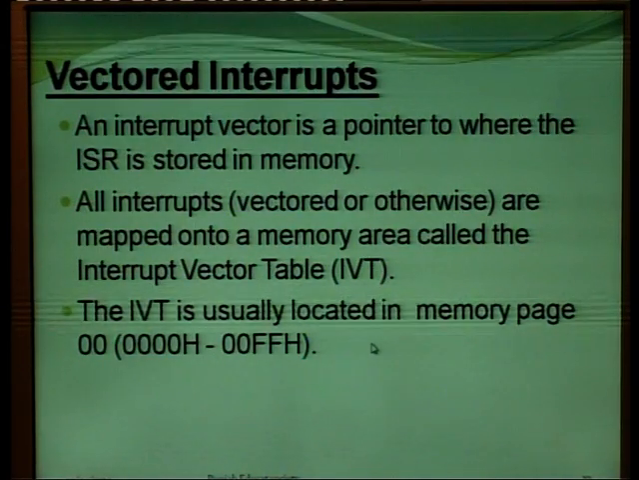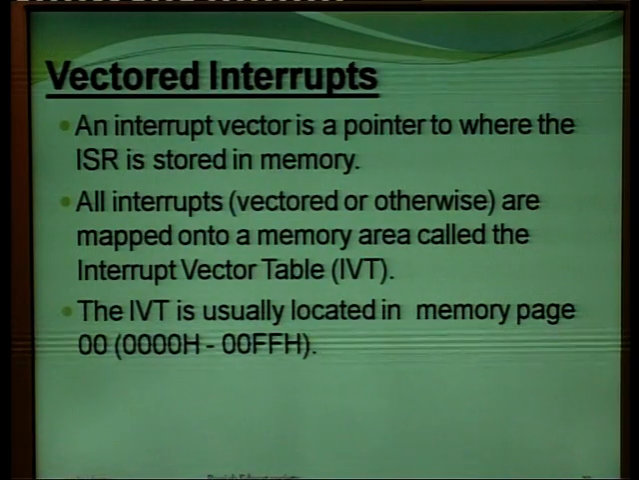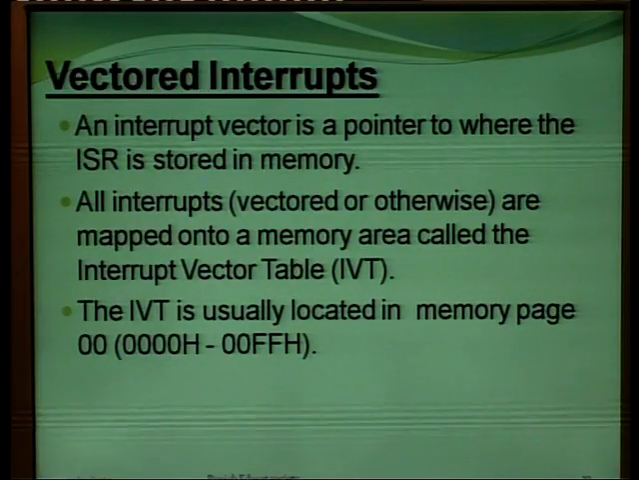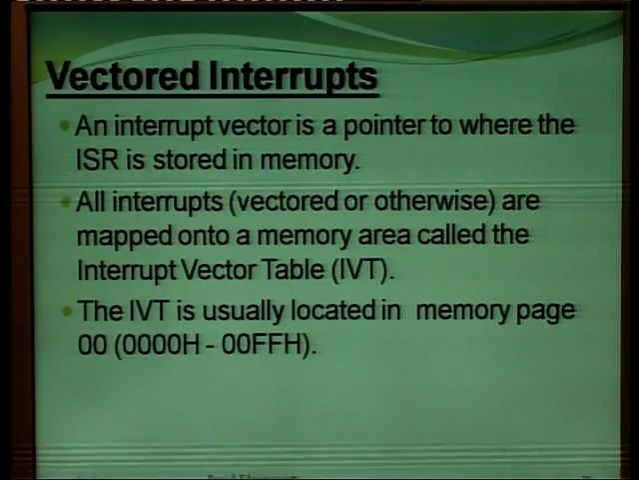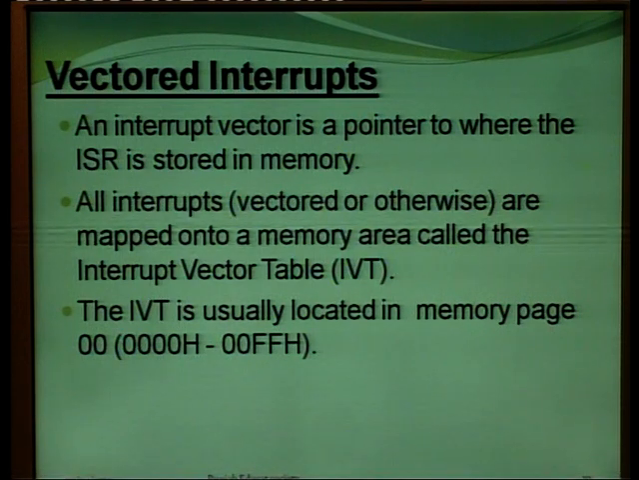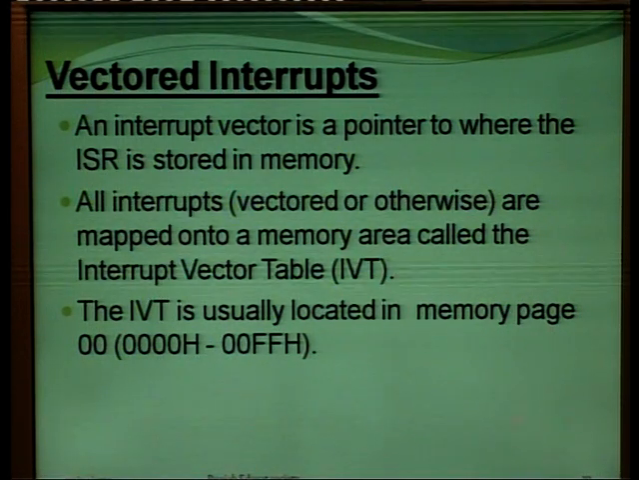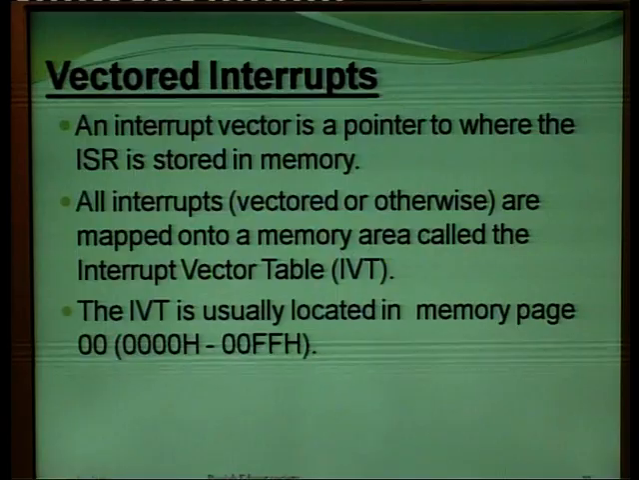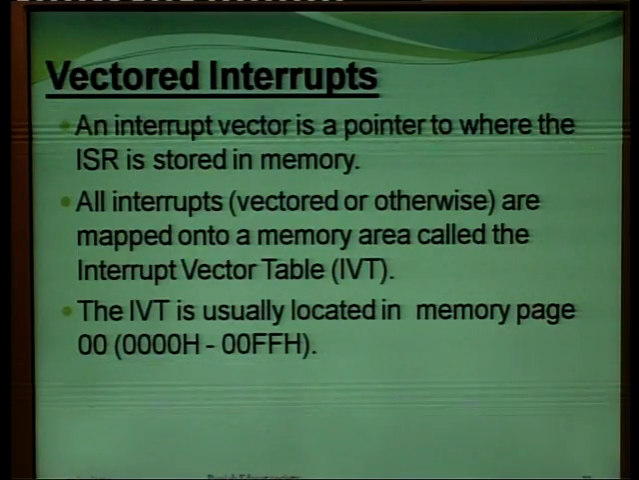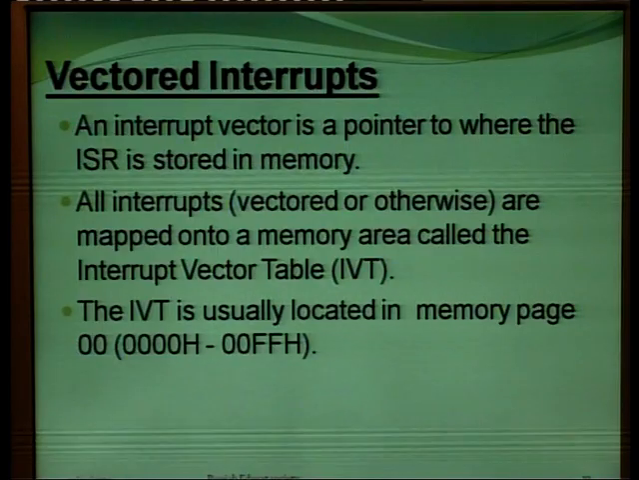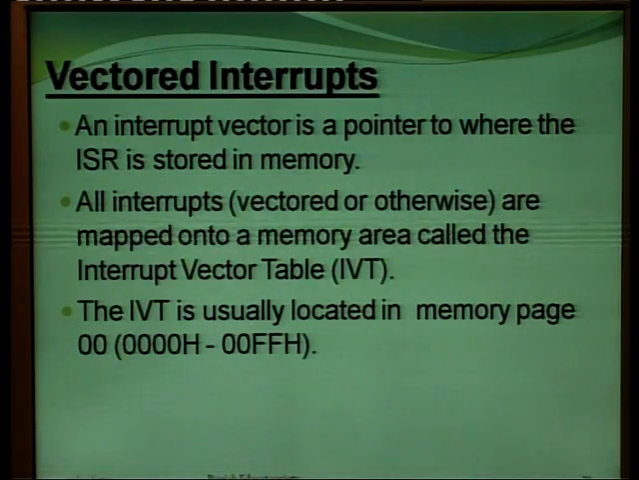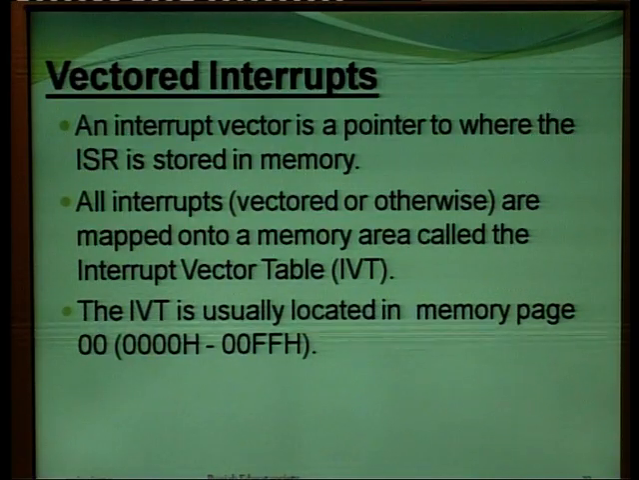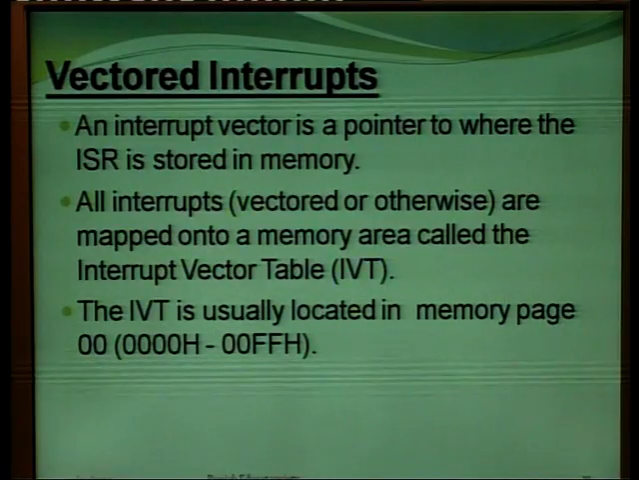Vector interrupts, and interrupt vector is a pointer to where the ISR is stored in the memory. So, from where the ISR starts is known as a vector address. All interrupts, whether vectored or non-vectored, are mapped into a particular memory area known as the interrupt vector table. The interrupt vector table is usually located in the memory page 00. So, these are located in the range from 0000H to 00FFH.